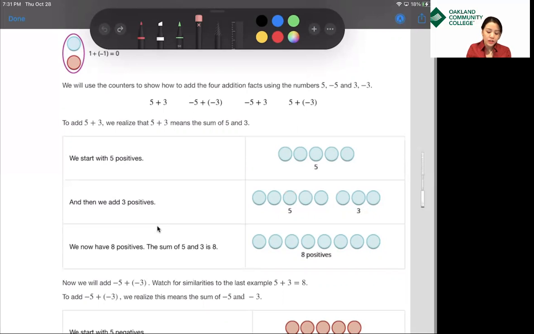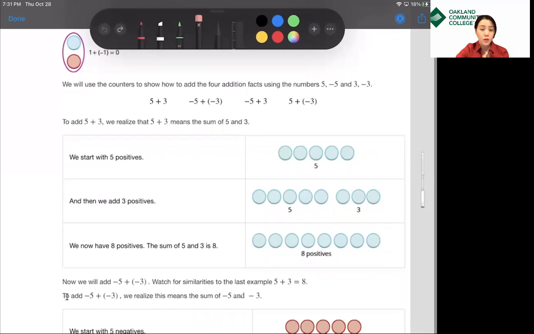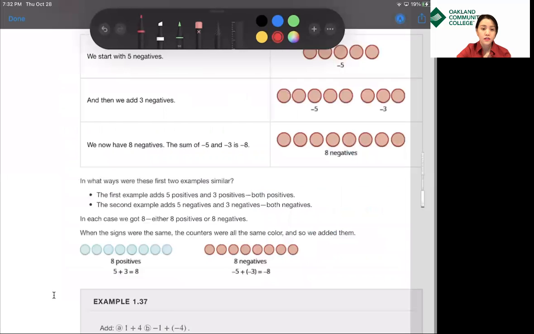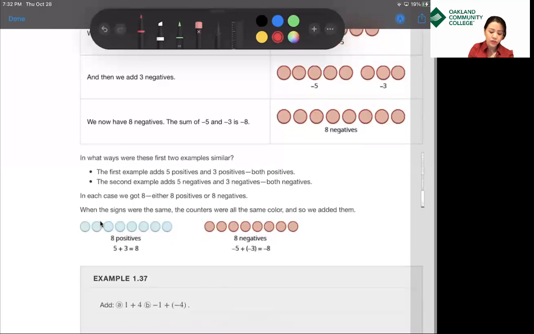In what ways were these first two examples similar? Well, in the first example, we add 5 positive and 3 positive, and they are both positive. And in the second example, we add 5 negative and 3 negative, and they are both negative. So in each case, we got either 8 positive or 8 negative. So when the signs were the same, the counters were all the same color. So we added them.